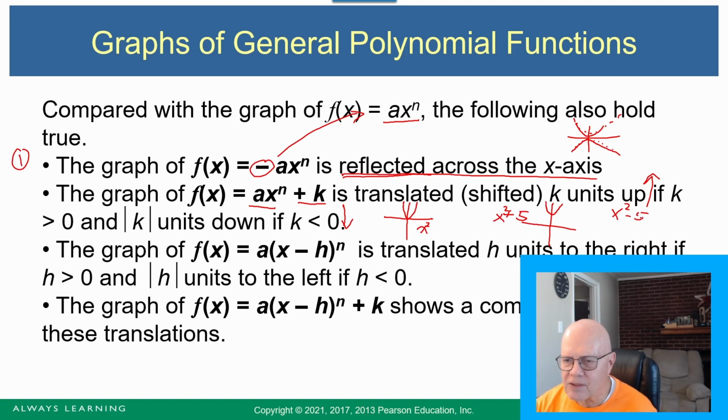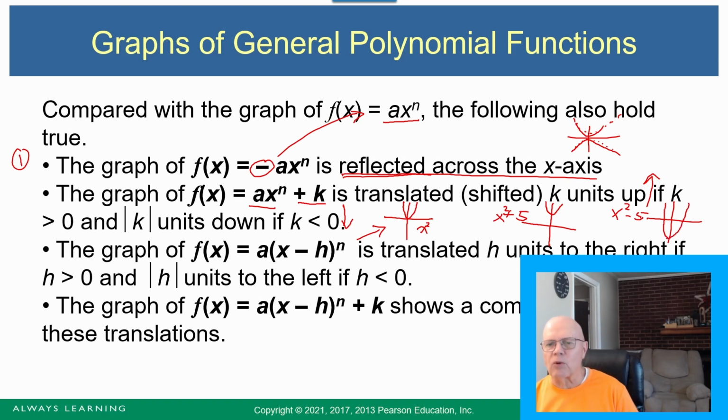If we have a minus 5, instead of moving this one up, it moves it down, so it'll look like that instead. It's sliding down or sliding up according to whether this number out here is positive or negative. Number 2. Number 3.